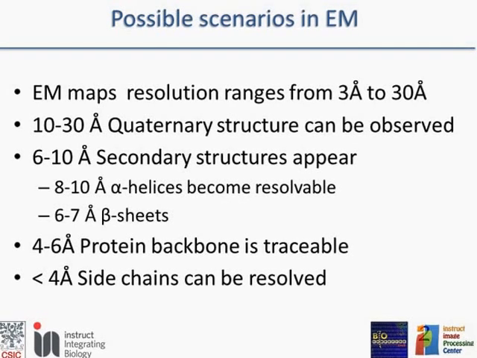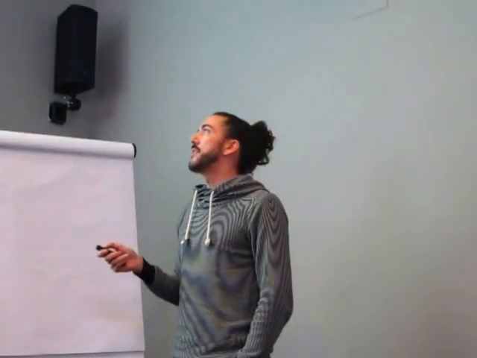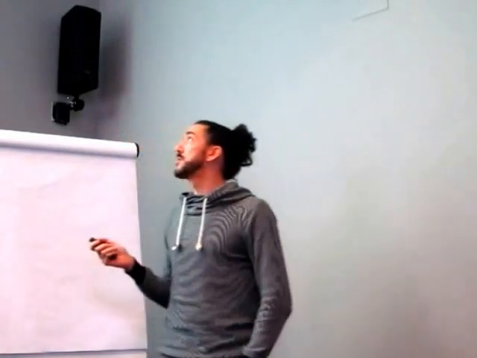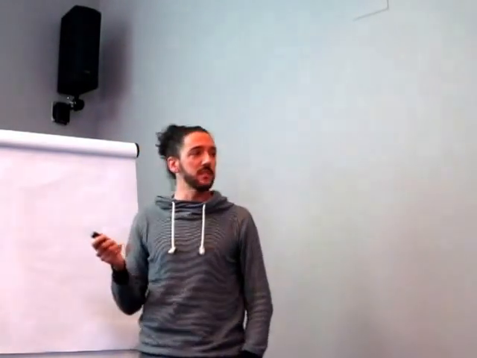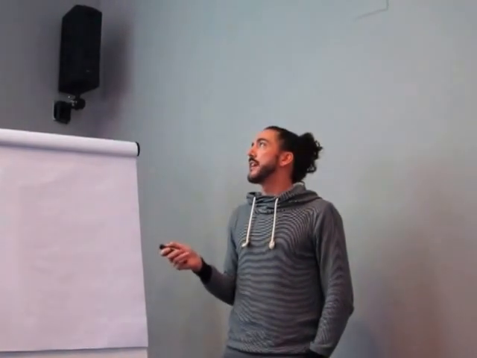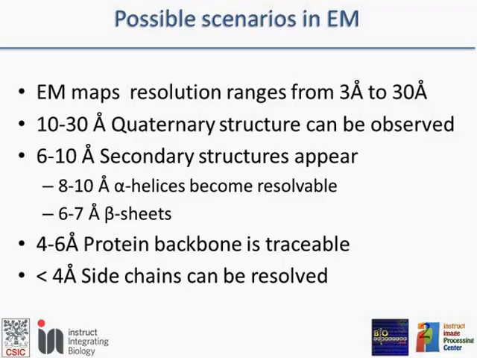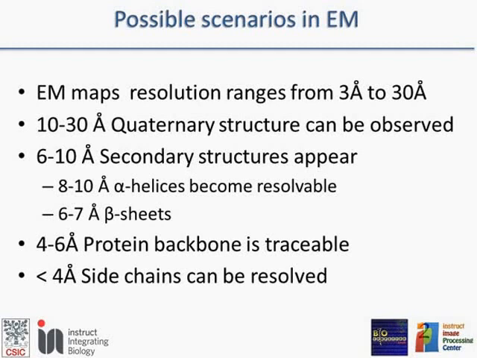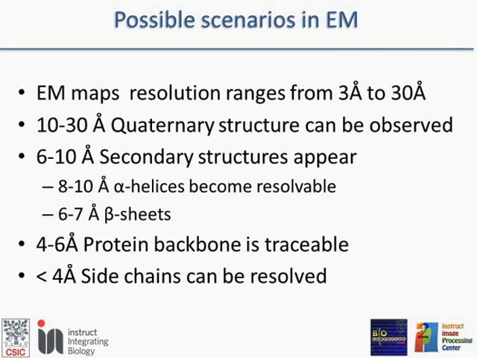Between 10 and 30 angstroms resolution, we can observe the different subunits of our complex. Between 6 and 10, we can locate the secondary structure. Alpha helices are easier to see in the volume. We need volumes around 18 angstrom resolution. Beta sheets are a bit more difficult.